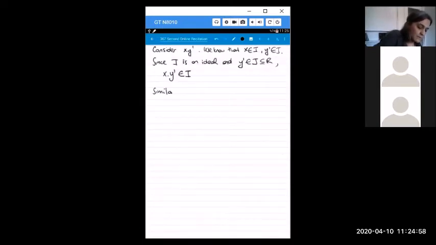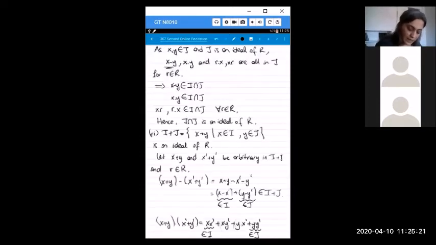Similarly, y times x prime lies in I as y is an element from J, which is a subset of R, and x prime is in I. So what we have is that at the end, we have some kind of multiplication here, and the addition of these two elements also lies in I, because I is an ideal.